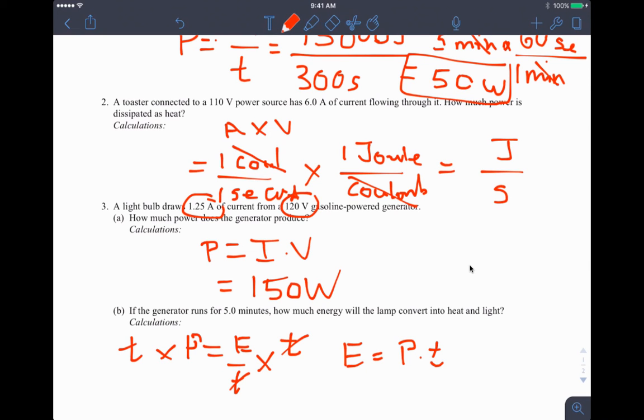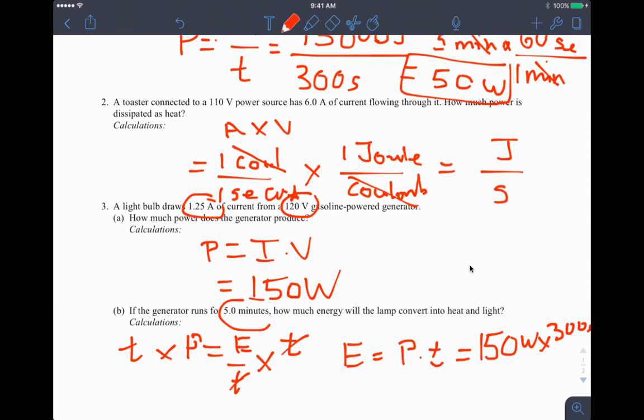So in this case, to solve for energy, we take the power that we had from our previous calculation, 150 watts, and we multiply that by, here's 5 minutes again. Can't use minutes. So we have to convert that into seconds. We've done that before. So I still have 300 seconds.